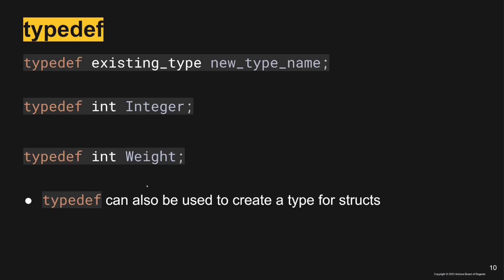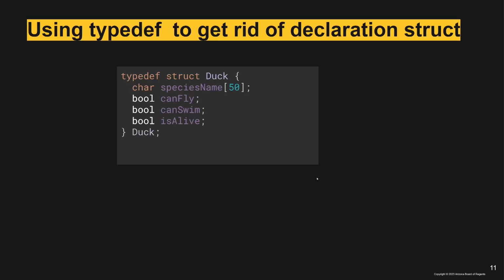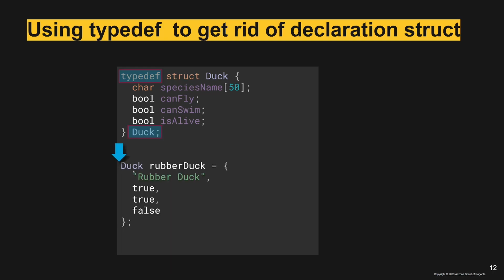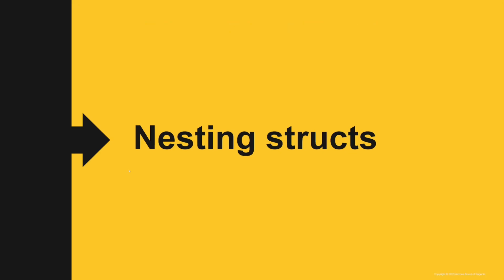We can also use typedef to alias a struct as a variable type. So the typedef struct, we have struct duck. Everything from struct to here is exactly the same. What we've done is we've added to the outside typedef and then duck to the end. What this allows us to do is only use the duck instead of having to use struct duck to define a structure, similar to the definition before, minus the struct.